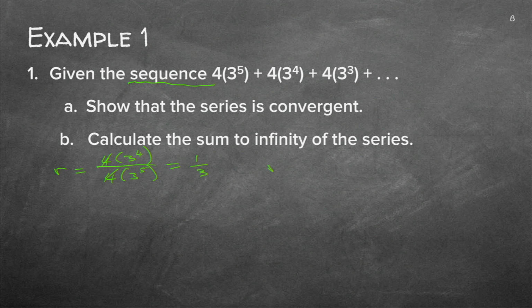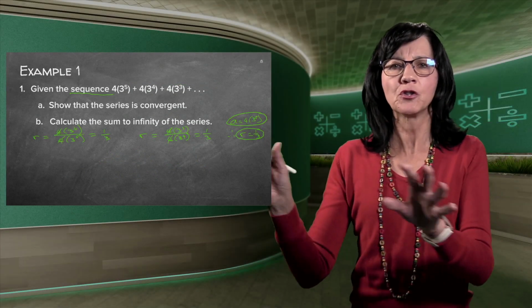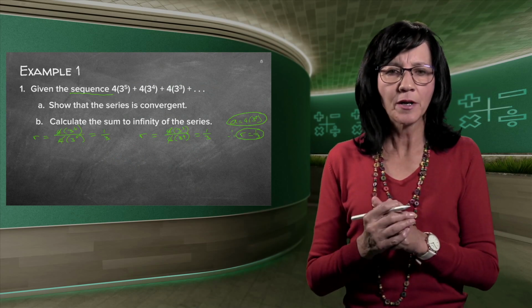Let's just check again, because remember, I may never assume it's geometric. I need to test it. So I'm going to do it again, right-hand side, 4 times 3 to the 3 over 4 times 3 to the 4. The 4's cancel, 1 over 3. I found it. r is equal to a third. Circle it. a is equal to 4 times 3 to the 5. Circle it. You do not start your problem if you do not have those two loopies, the a and the r.